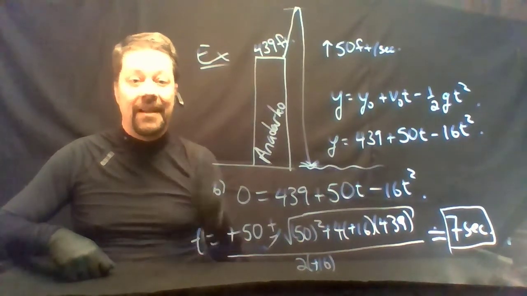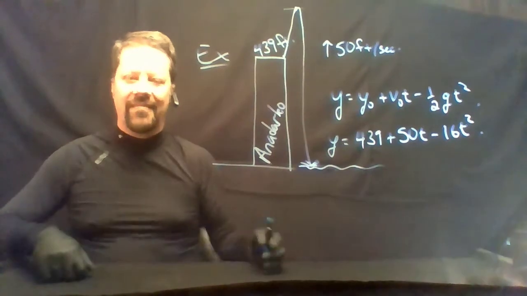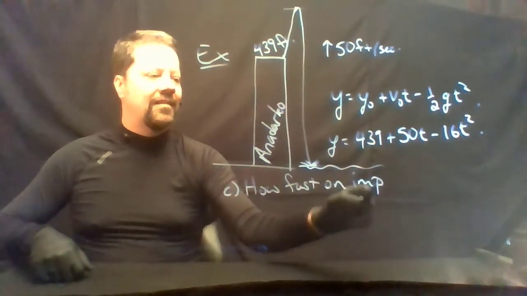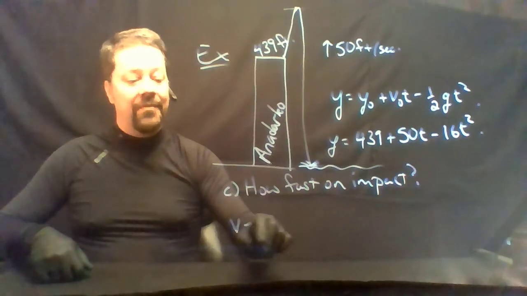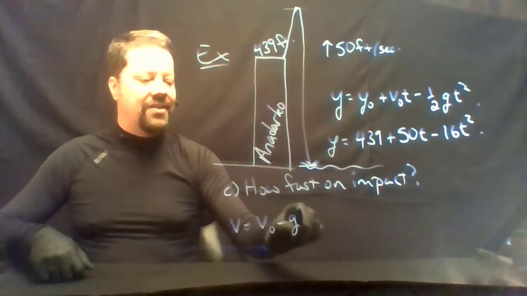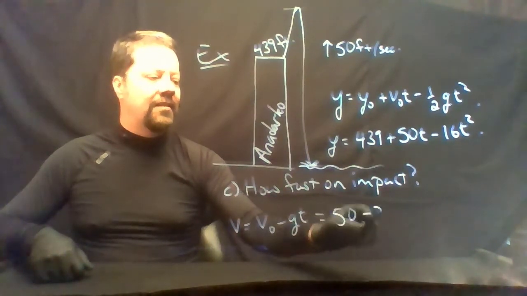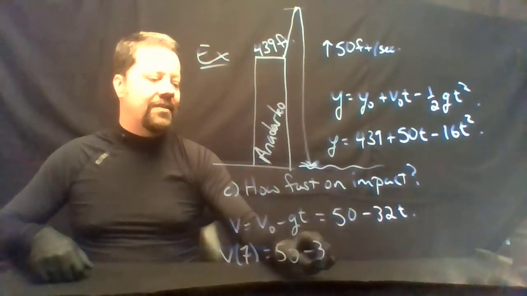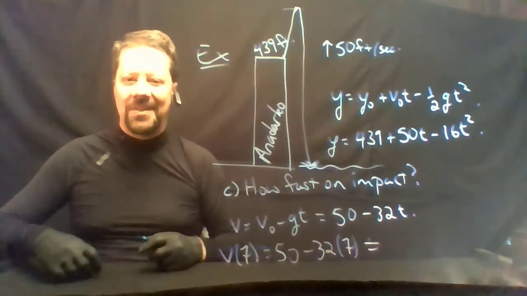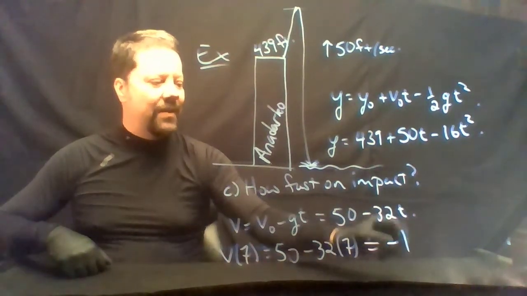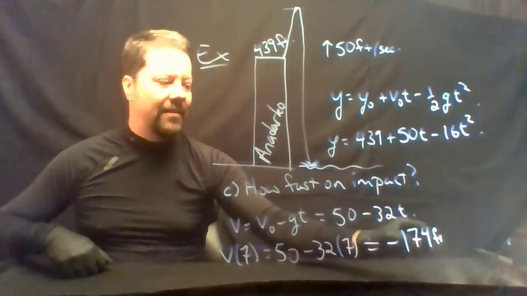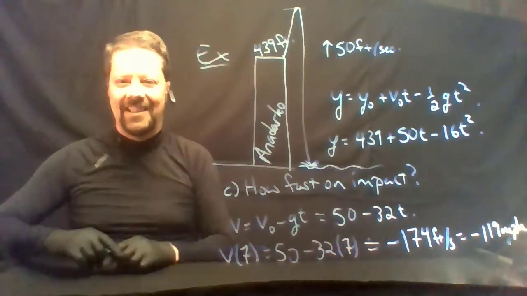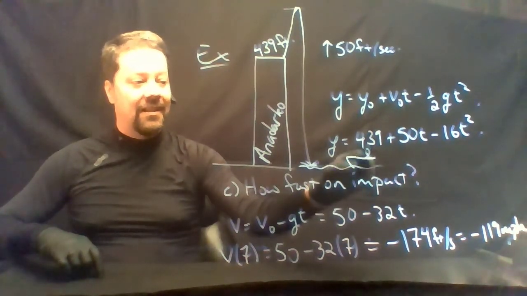Now, the third question, how fast is the rock going when it hits the pond? Remember, the velocity is v naught minus g t. In this case, that's 50 minus 32 times t, where t is 7 seconds. We get 50 minus 32 times 7. What is that? That's minus 174 feet per second, or minus 119 miles per hour. You definitely don't want to be on a boat underneath that rock.